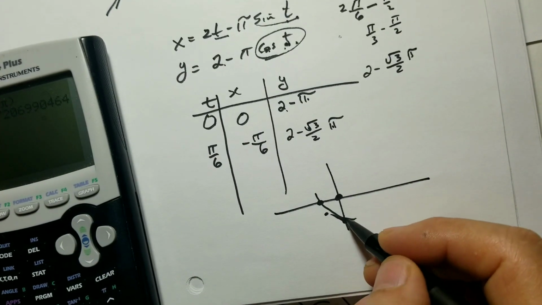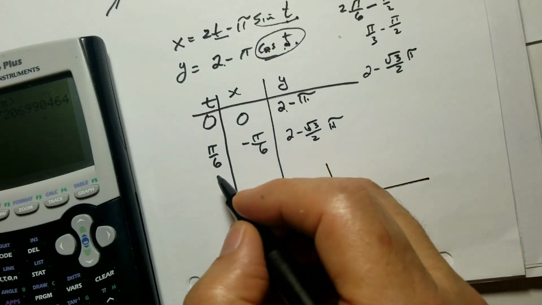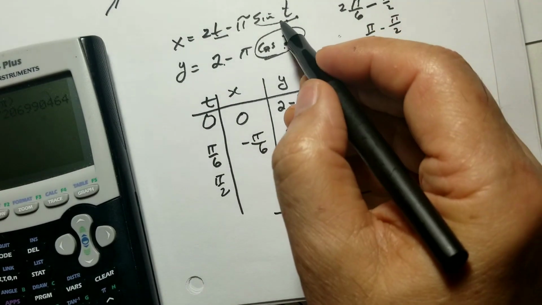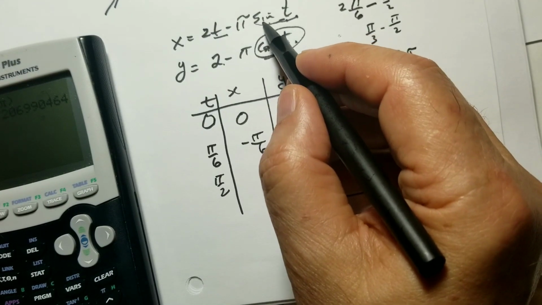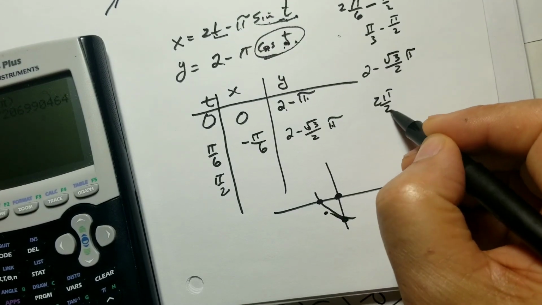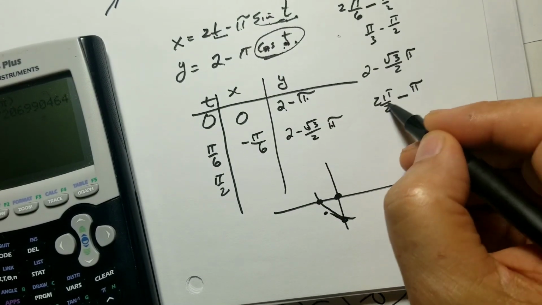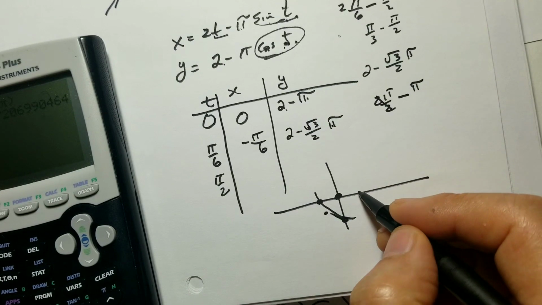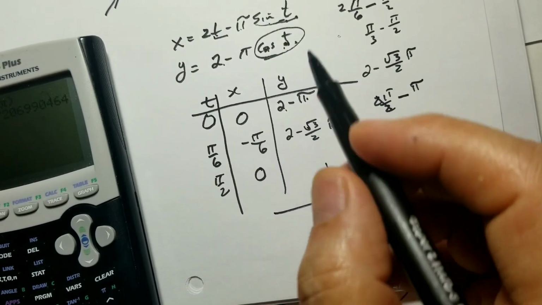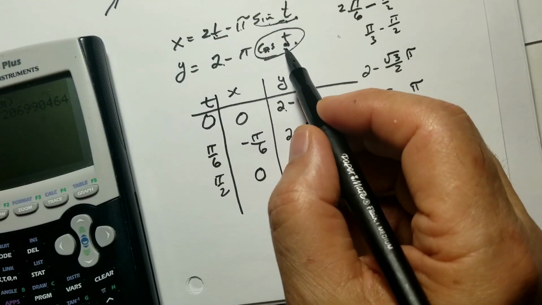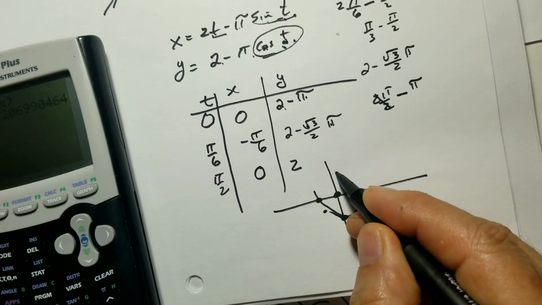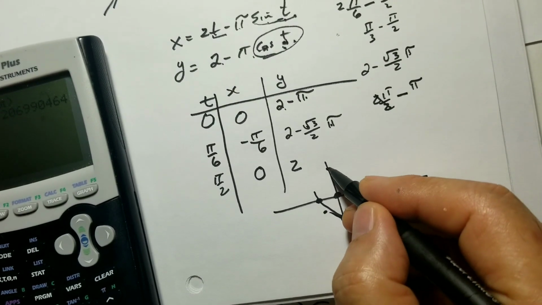Okay, then I'm going to plug in pi over 2 right here. Sine of pi over 2 is 1. That becomes 2 pi over 2 minus pi, which makes it 0. Therefore, that's the 0. And when I put pi over 2 in y, cosine makes it 0, and that's the 2. Therefore, my graph is going to go through here.